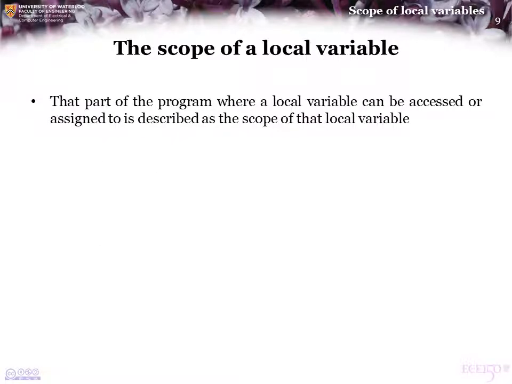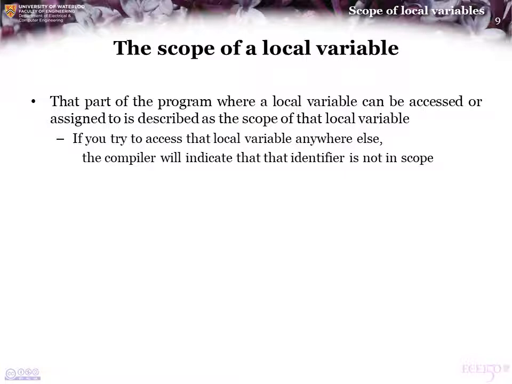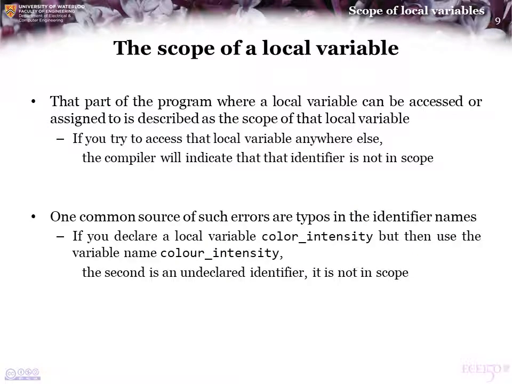So that part of the program where a local variable can be accessed or assigned to is described as the scope of that local variable. If you try to access or assign to a local variable anywhere else, the compiler will indicate that that identifier is not in scope. One of the most common sources of such an error is a typo in an identifier name. Suppose, for example, you use the American spelling color intensity as the name of a local variable, but then elsewhere you use the English spelling for the same word.